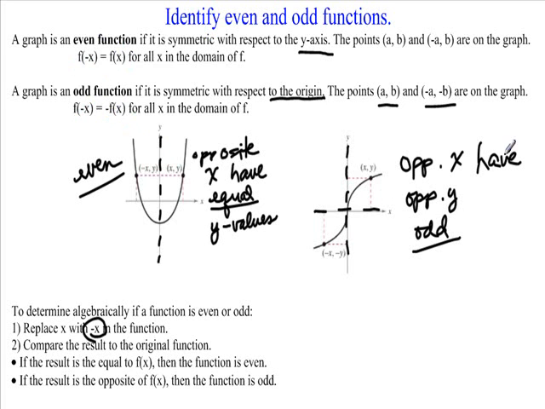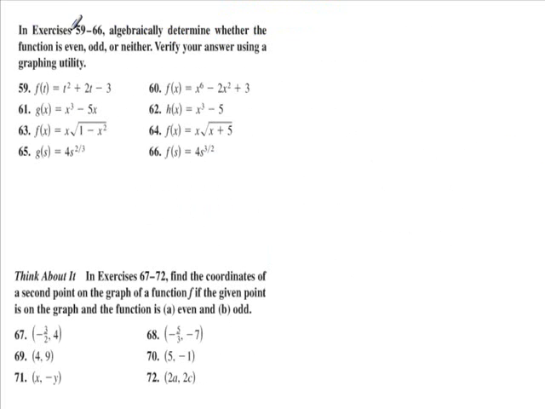So let me show you some examples of this. And I've selected these from the textbook problems. Let's look at number 59 to determine whether it is even or odd. So to determine if this is even or odd, I've got to replace the t, in this case, with a negative t. So I've got to find out what is f of negative t. So remember, all we're doing is substituting in place of the t, negative t.